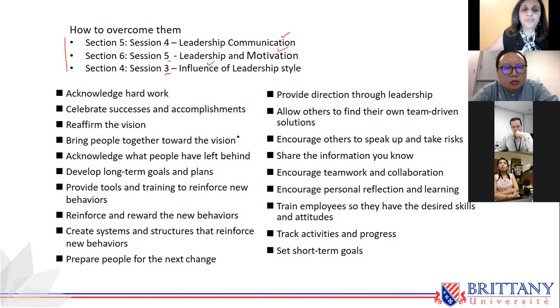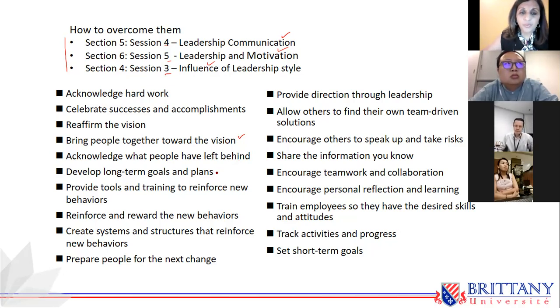Bring people together toward the mission. Your mission is to be the number one school in Hong Kong. Everybody must know that. The vision must be a unified vision. So everybody will work towards making the school number one. Or you want to be the preferred choice. You don't want to be number one. You are not a very big school or big university, but you want to be the choice.